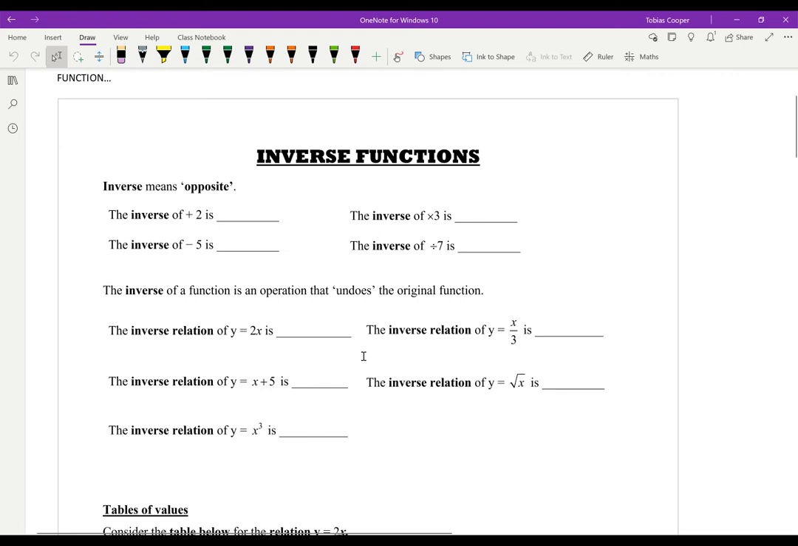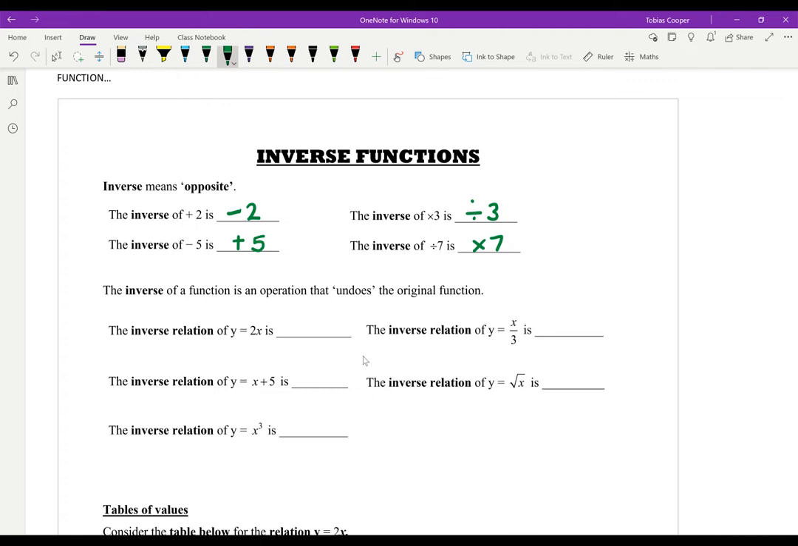Okay, we're going to look at something called inverse functions. So let's just revise what inverse actually means. Inverse means opposite. So in mathematics, the inverse of +2 will be -2. The inverse of -5 will be +5. So inverse meaning opposite. So the inverse of multiplied by 3 is divided by 3. And the inverse of divided by 7 is multiplied by 7. So we've done inverse operations before, so that should be familiar.